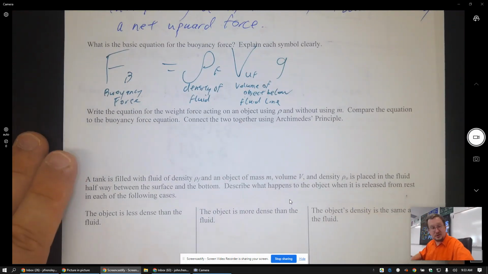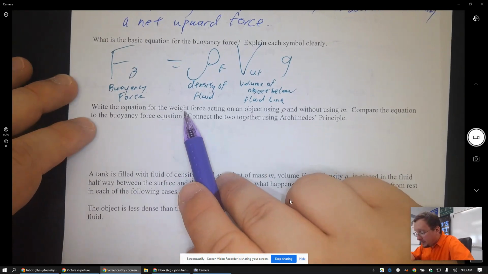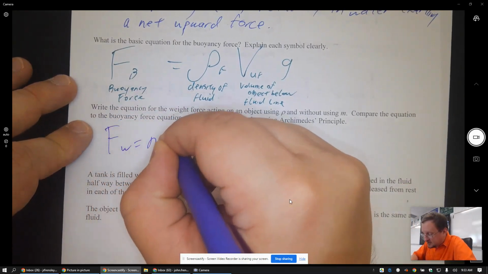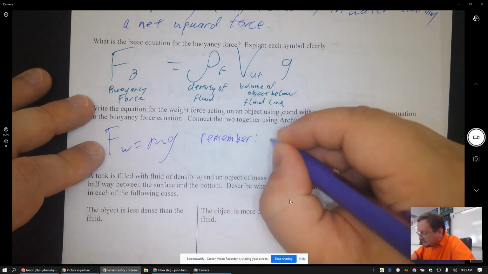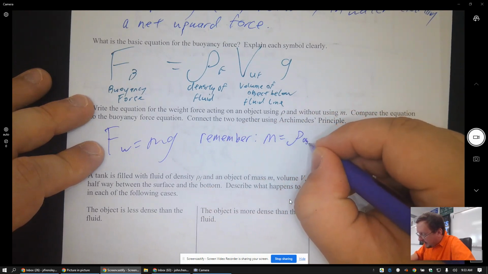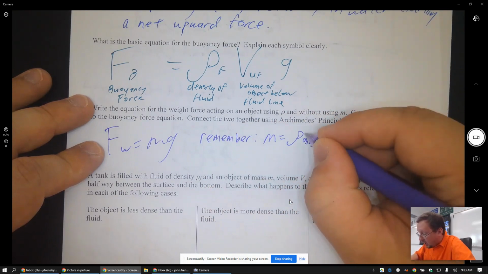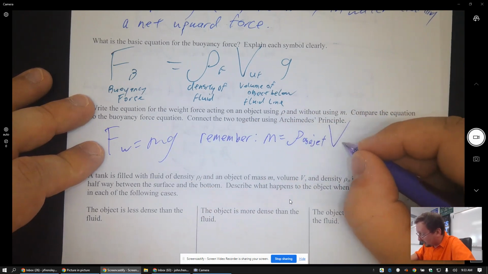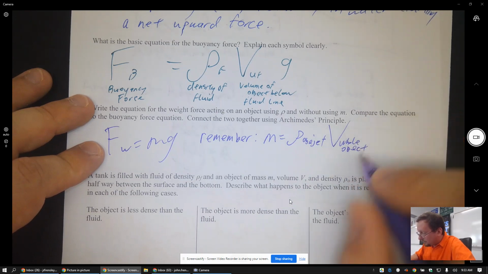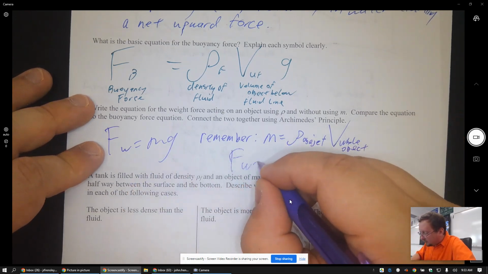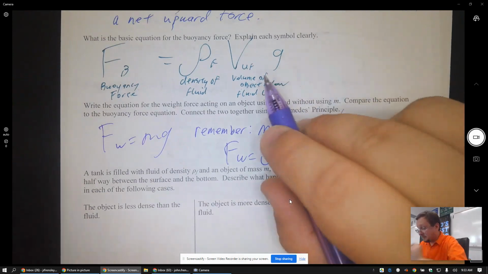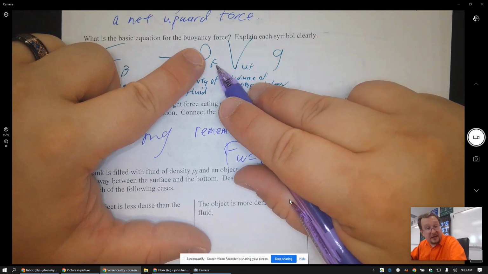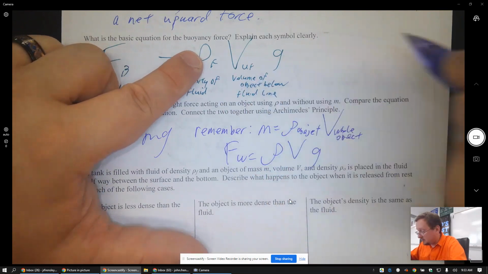Whether you show that to your students or not is your business. All right, now the force of weight is mg, but you may remember that mass is the density of the object, which I'm going to call rho O, not zero, but rho O, times the volume of the entire object, of the whole object, right? So if I plug that in, then the force of weight is also density, volume, gravity. But watch out. Buoyancy is the density of the fluid times the volume under the fluid times gravity.